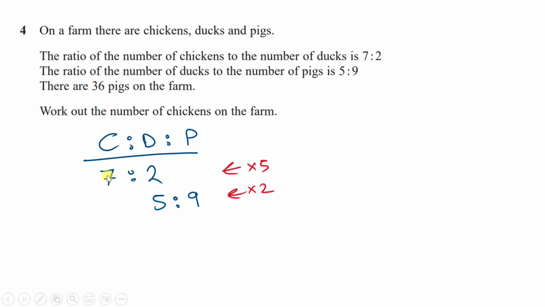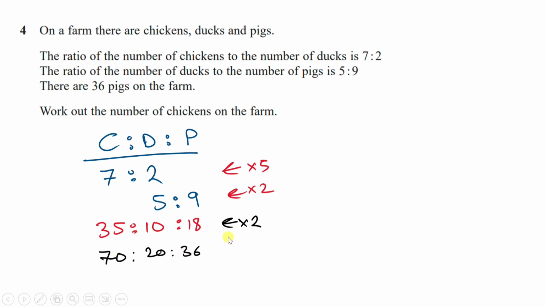So if I times the top set by 5, you should get 35, and then 2 times 5 is 10. If you times the bottom by 2, you get 10, which you already have, and 9 will become 18. So that's it. Now we've got everything on the same level playing field. And it tells us that there are 36 pigs on the farm. So notice how you got 18. If you double this, you get 36, right? So if we times the whole ratio set by 2, we should now get 70 to 20 to 36.